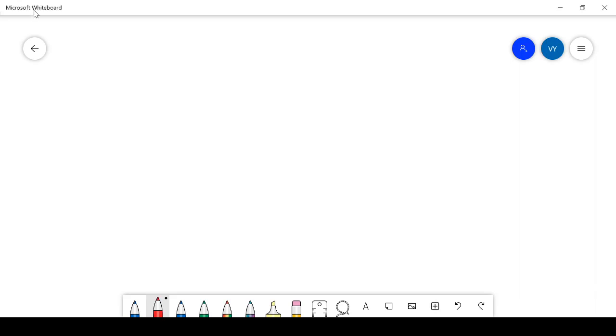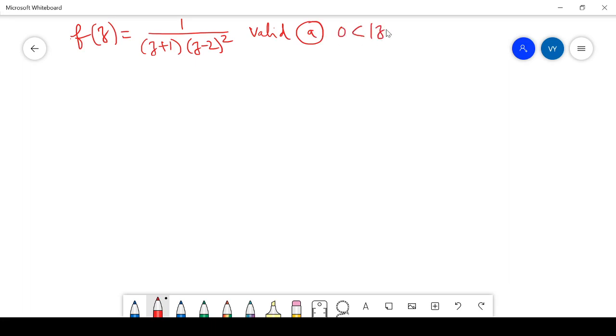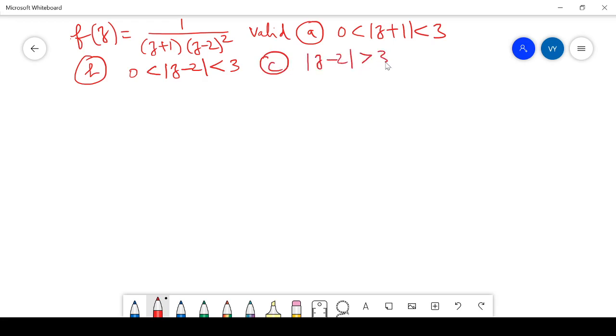We will discuss the second problem on Laurent series, namely expanding the function 1 by (z plus 1)(z minus 2) the whole square, valid in the region 0 less than mod z plus 1 less than 3. The second part is 0 less than mod z minus 2 less than 3, and the third part is mod z minus 2 greater than 3.